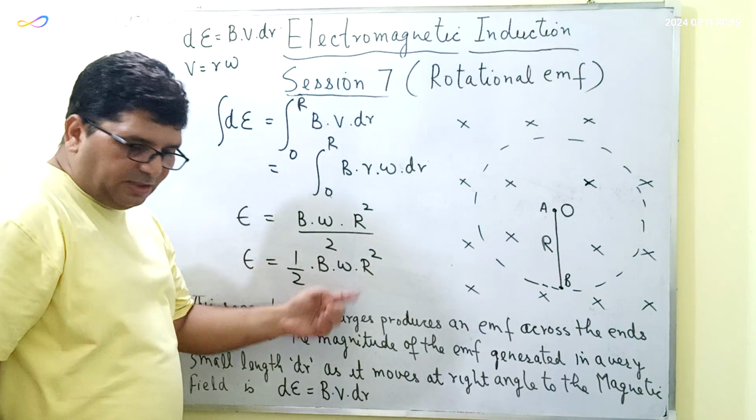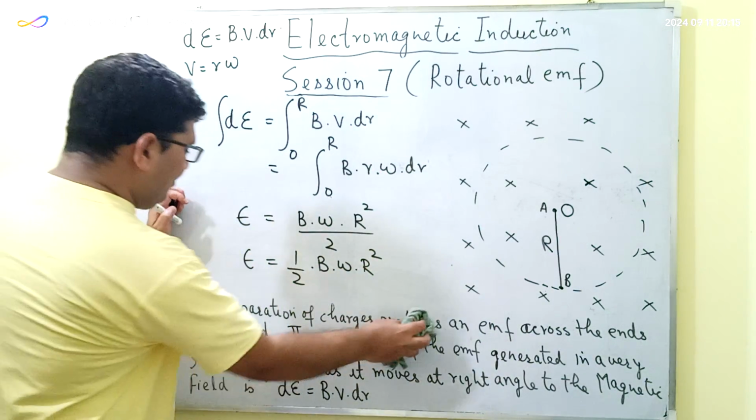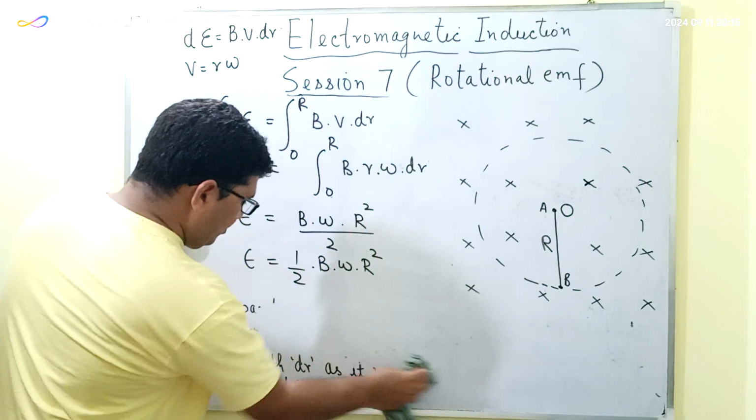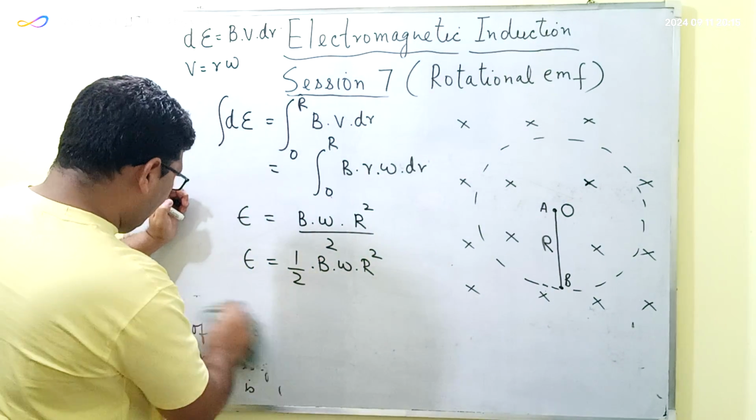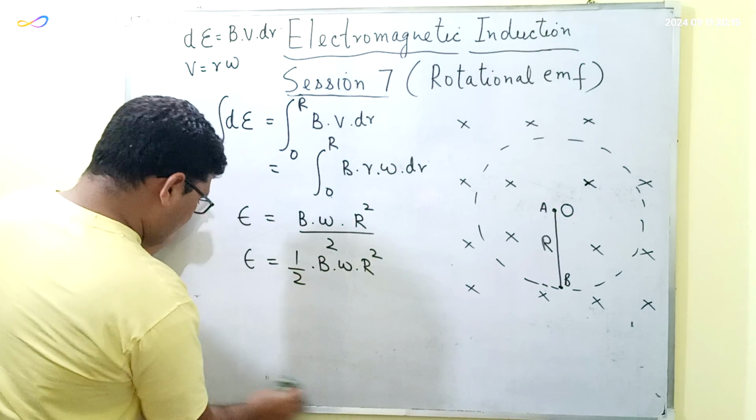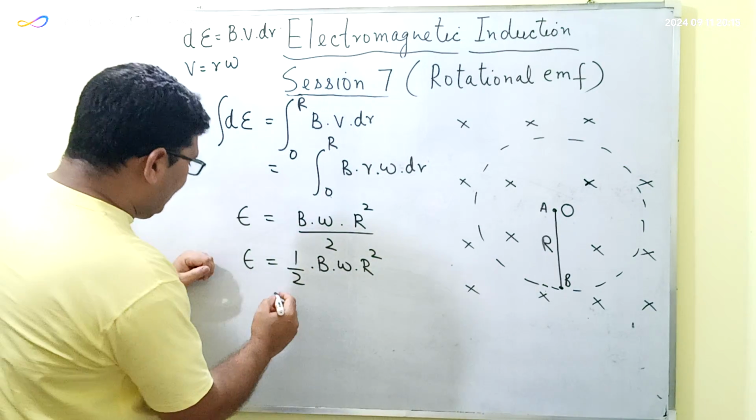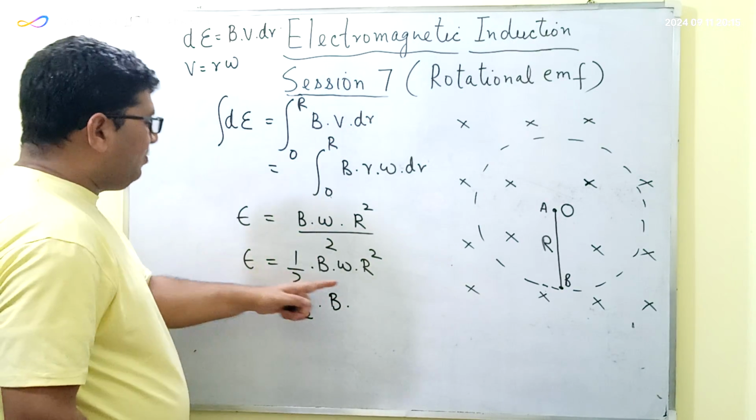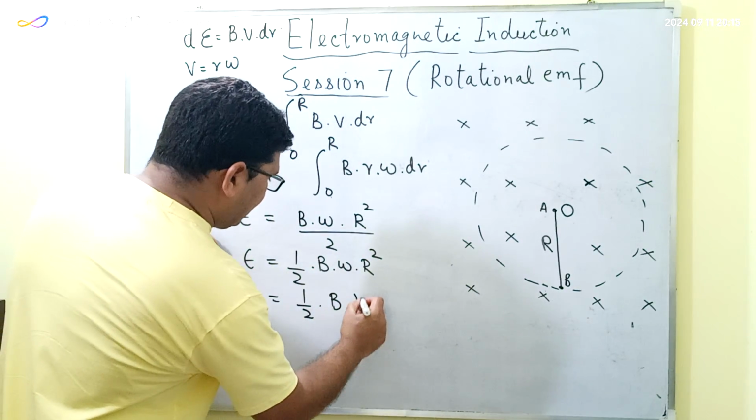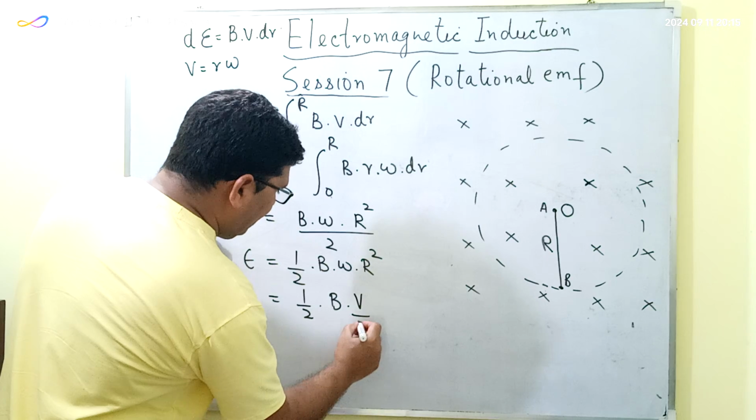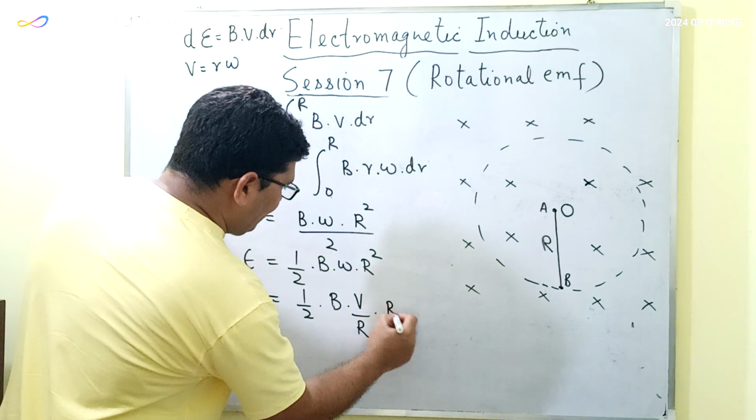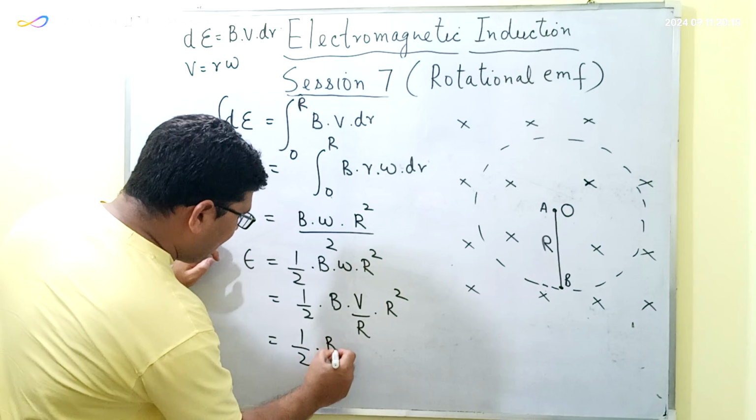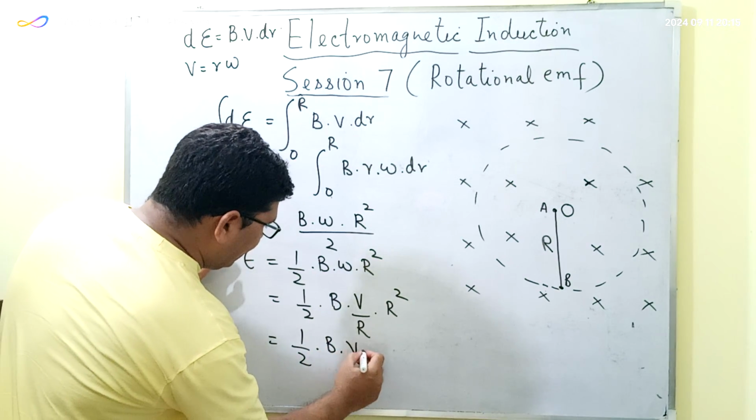So now this equation can further be written as 1 by 2 into B. Now since omega is equal to V upon R, I can substitute this value as V upon R into R square. So this equation can also be written as 1 by 2 into B into V into R.